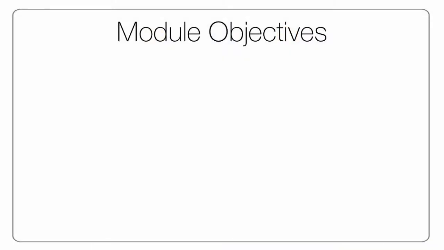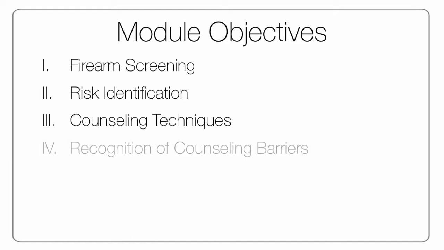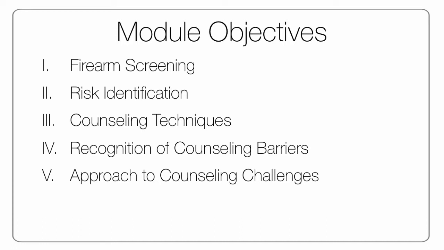The objectives of this module are as follows: to recognize how to screen for guns and gun storage in the home through direct questioning, to identify children and adolescents at risk of firearm injury in the clinical setting, to develop non-threatening and developmentally appropriate counseling techniques around firearm injury prevention, to recognize the barriers and challenges in providing firearm injury prevention counseling, to develop skills to approach challenging physician-parent or caregiver interactions, and to develop the ability to refer patients to available resources according to risk factors identified.